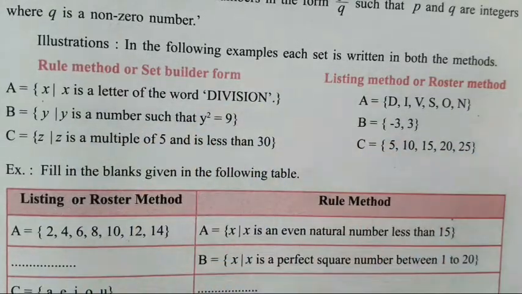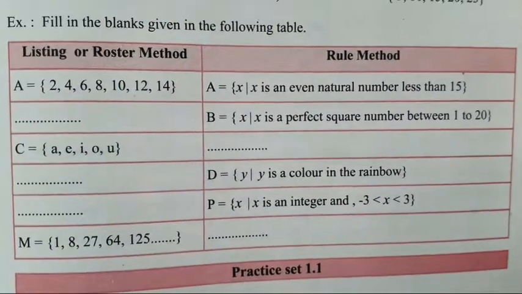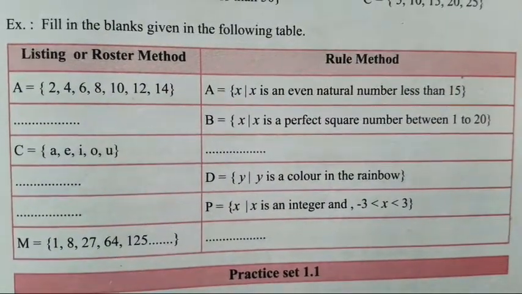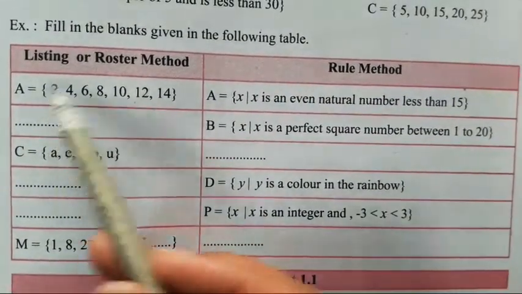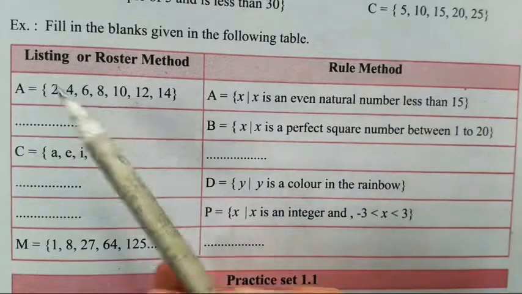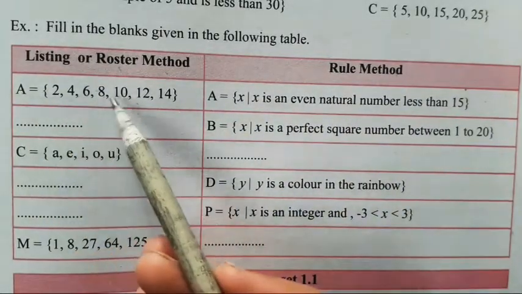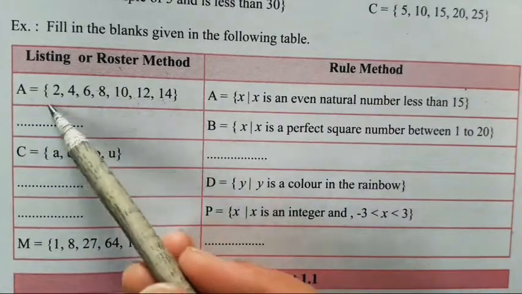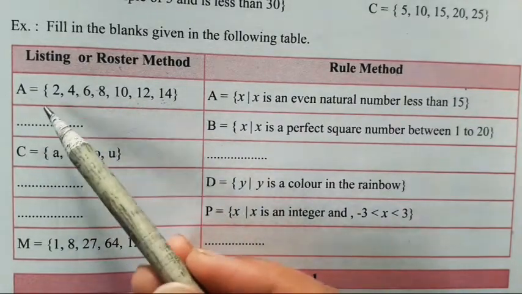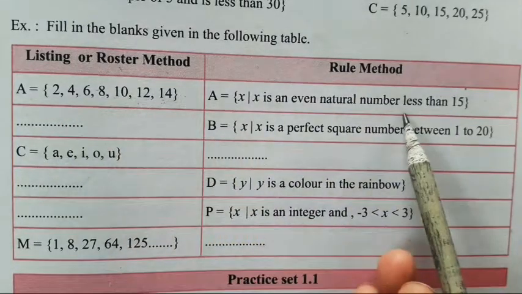Now these examples are there. Few more examples they have given in the form of fill in the blanks that we are going to solve now. Now if you will see, the first question has been already done, that is listing method or roster method and rule method. This has been given and this has also been given. So A is 2, 4, 6, 8, 10, 12, 14. Now you all should understand the pattern. Okay, it is the table of 2 as it is an even natural number less than 15 also.